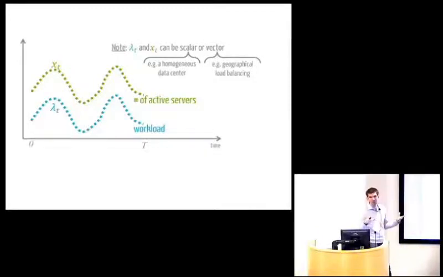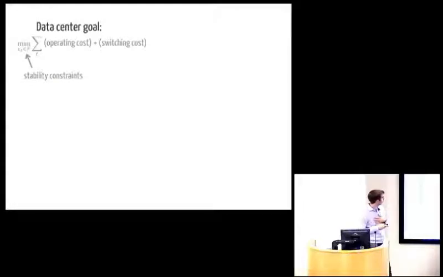So both the number of servers and these things are high-dimensional and over different spaces. And so geographical load balancing would be an example of a high-dimensional version of the problem. And so then, what do you frame the data center as doing?